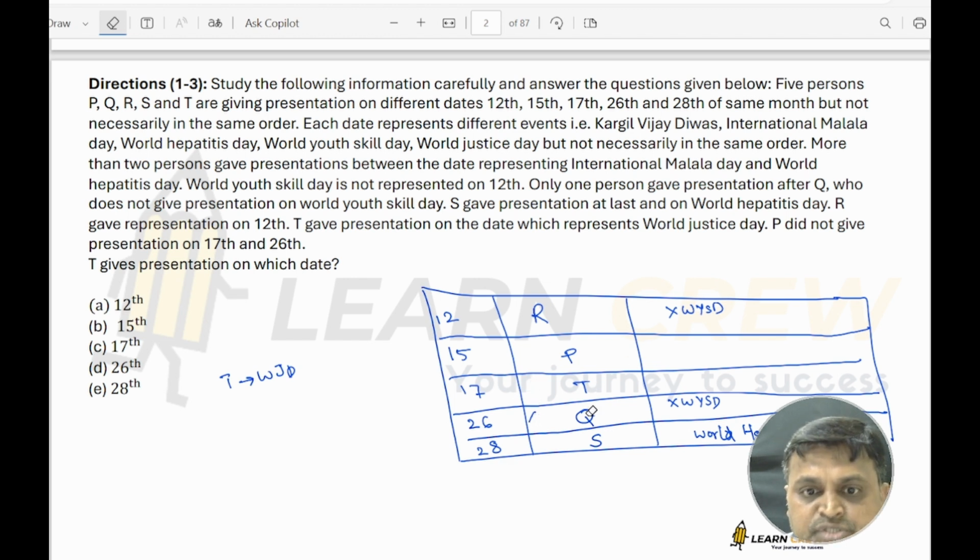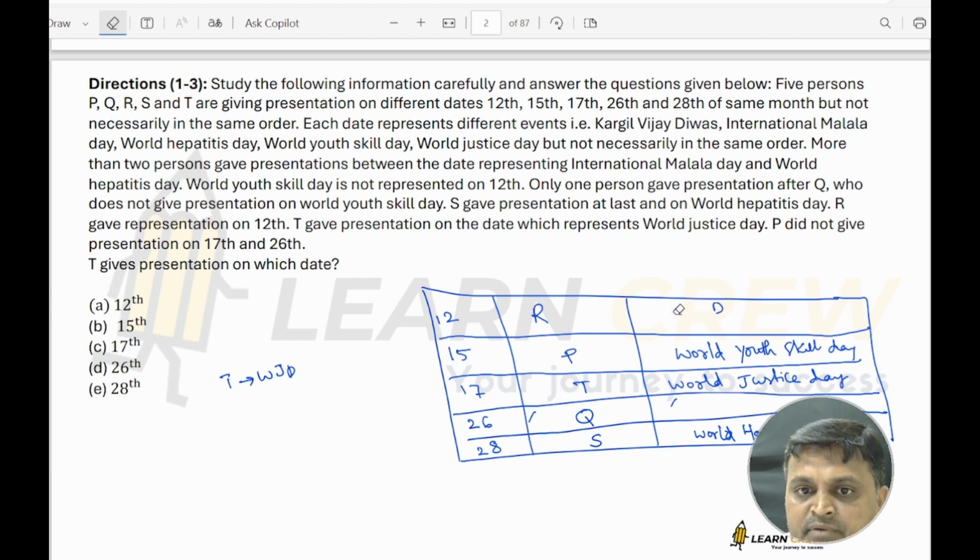Now we have to see. T is World Justice Day, already given. S is World Hepatitis Day. R and Q are not World Youth Skill Day. Definitely P has to be World Youth Skill Day. Now World Youth Skill Day is also matched.